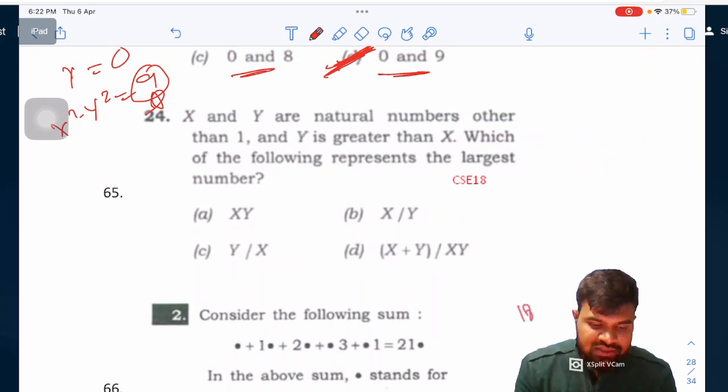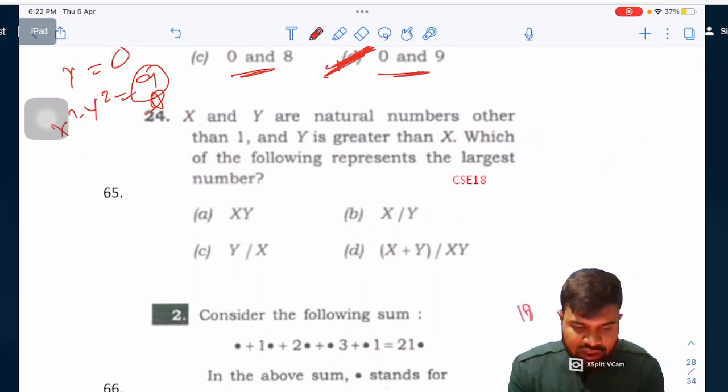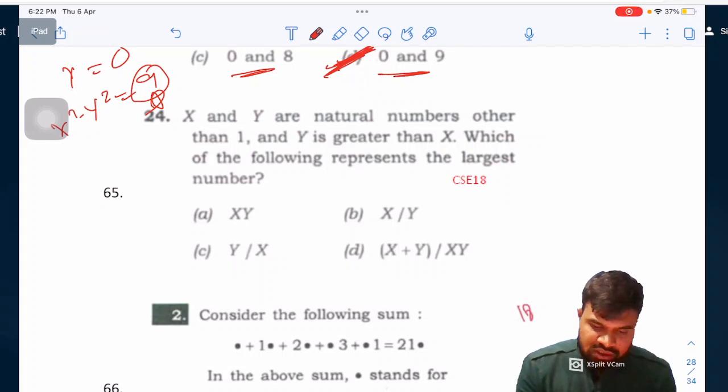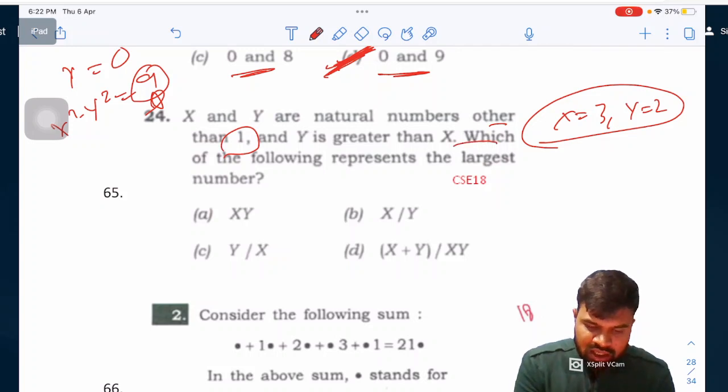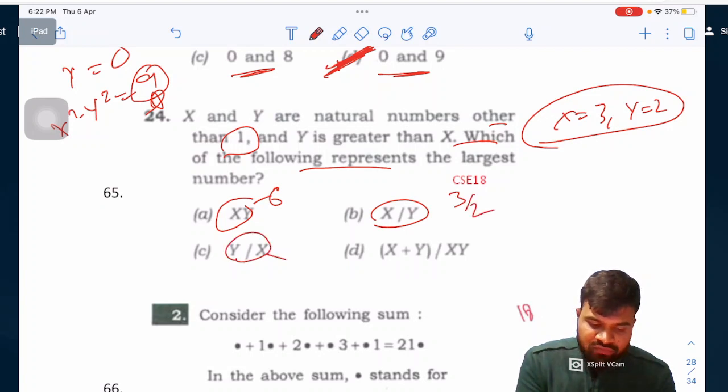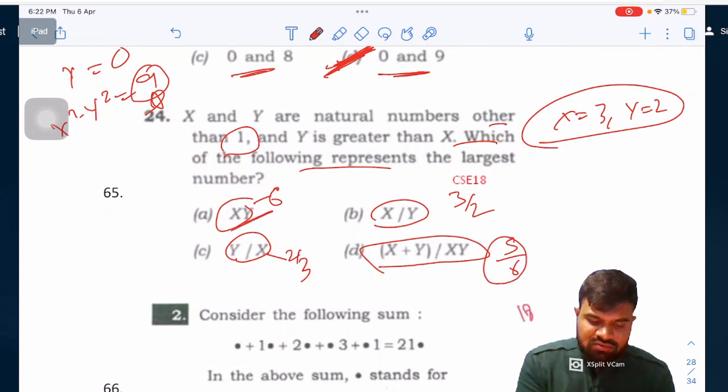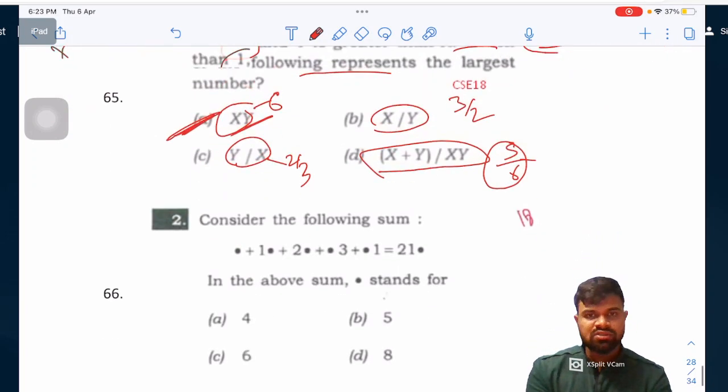x and y are natural numbers other than 1 and y is greater than x. Which of the following represents the largest number? Just assume x is equal to 3 and y is equal to 2. This is again assumption. x is equal to 3 and y is equal to 2, other than 1. Then xy is equal to 6, x by y is equal to 3 by 2, y by x is equal to 2 by 3, and x plus y, that means 5 by 6. All others are simple fractions. So this number xy is greater. This is how you will proceed.